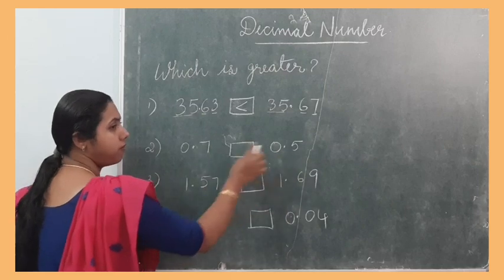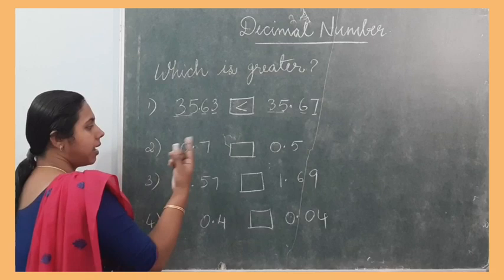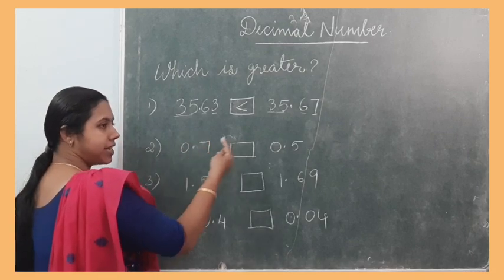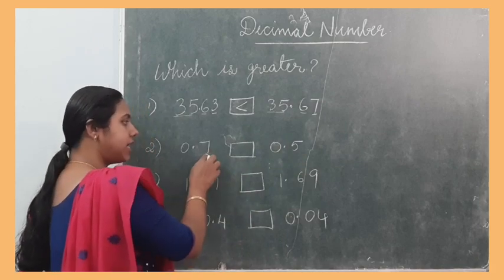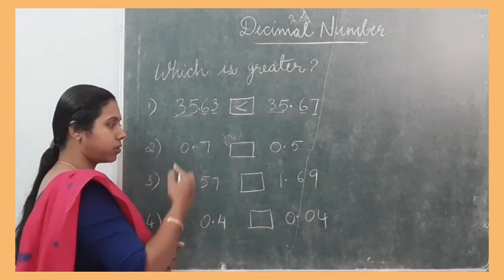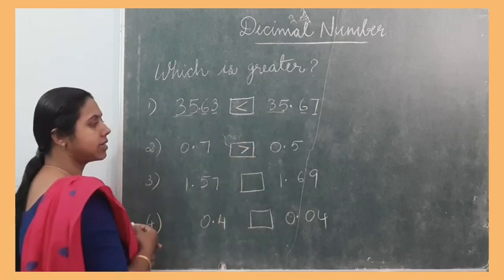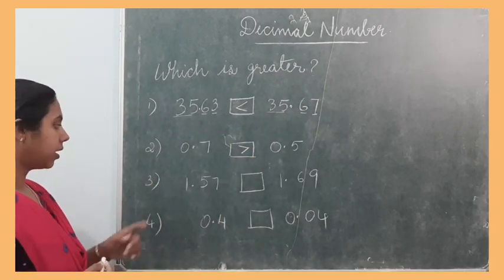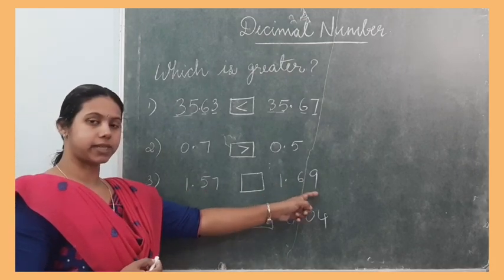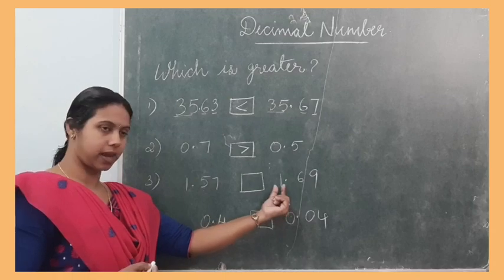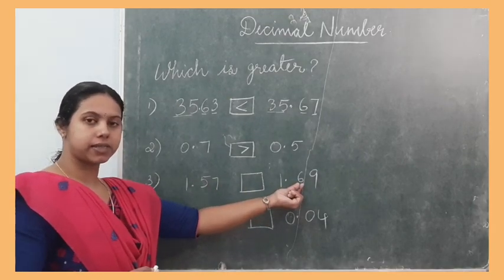Look at the next one: 0.7 and 0.5. Whole number part is 0. They are same. So look at the decimal part. Here 7, here 5. 7 is greater than 5. So which number is greater? 0.7 is greater than 0.5. Next, 1.57 and here 1.69. Whole number part is same. In the decimal part, here it is 5, here it is 6.